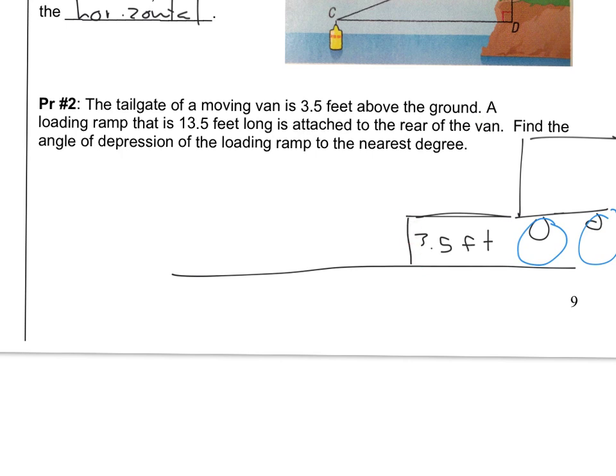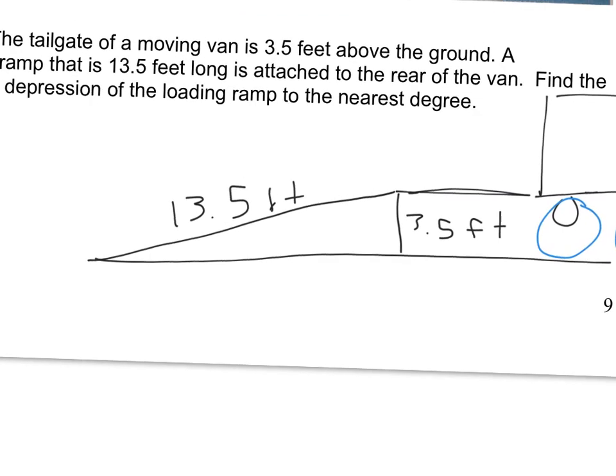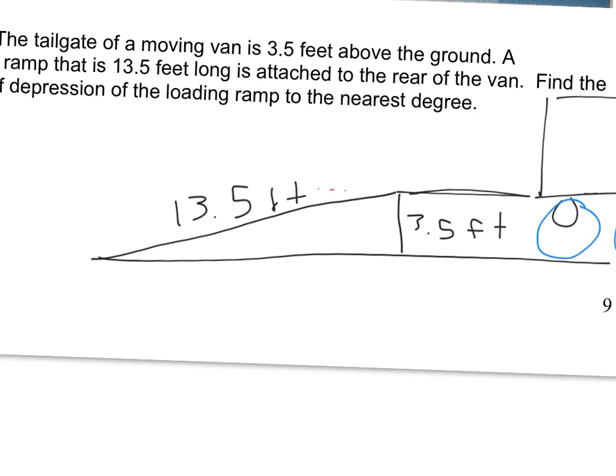Okay, 3.5 feet above the ground. A loading ramp that is 13.5 feet long is attached to the rear of the van. So we have a ramp that's 13.5 feet long. Find the angle of depression of the loading ramp to the nearest degree. Okay, so let's take a look at my picture here. The angle of depression, remember this is horizontal here. The angle of depression is going to be this tiny little angle here. I'm going to put a theta symbol saying that's our angle that we're looking for.